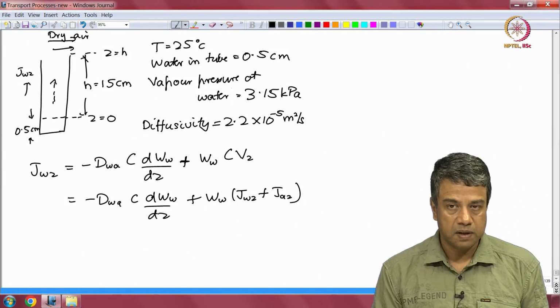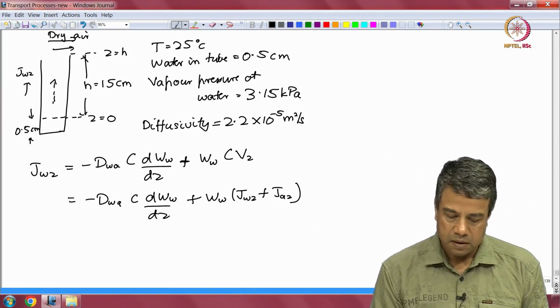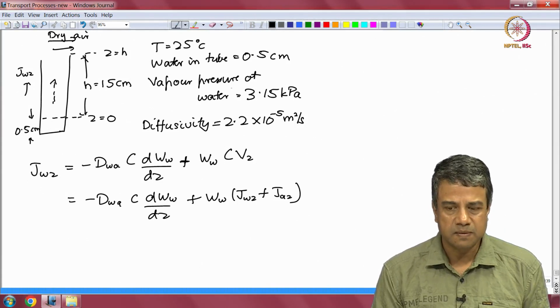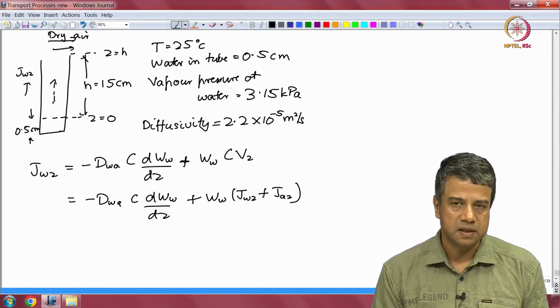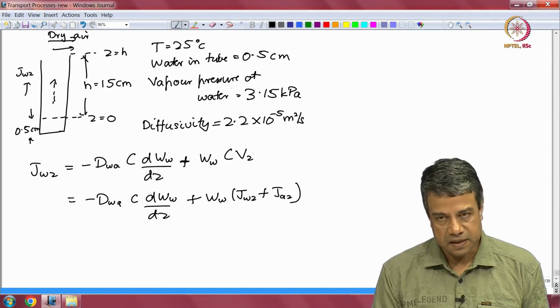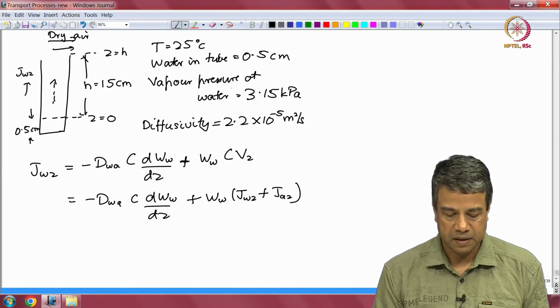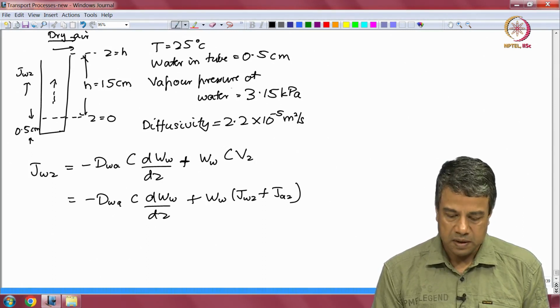Subscript W for water and subscript A for air. Now, we cannot solve this without some relation between JWZ and JAZ in general, because this contains two equations, and if I write a second equation, I will have once again two variables there. So, what do you do?